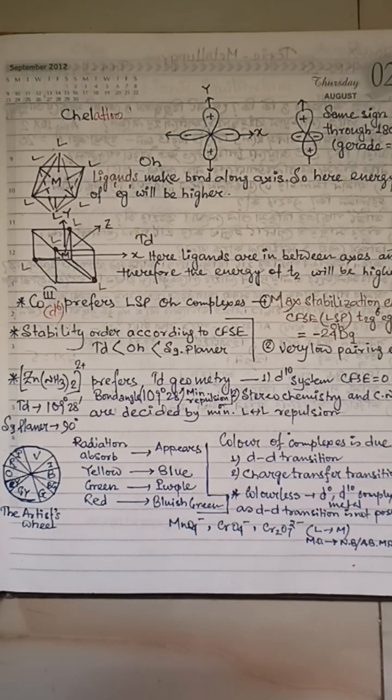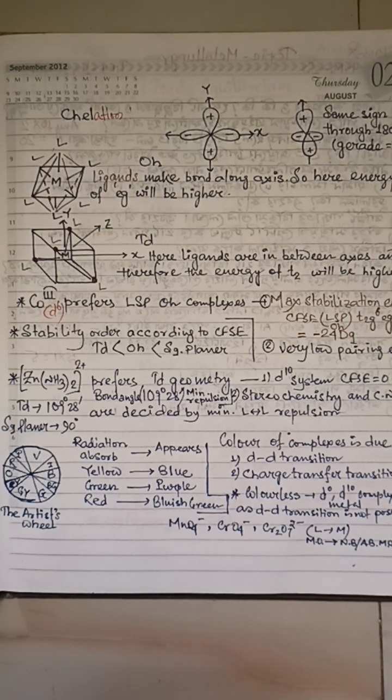Now in the tetrahedral geometry or entity, the metal ion occupies the central position of the crystal and four ligands are there. The ligands are approaching in between the axes, so therefore the energy of t2 will be higher in the case of tetrahedral geometry.